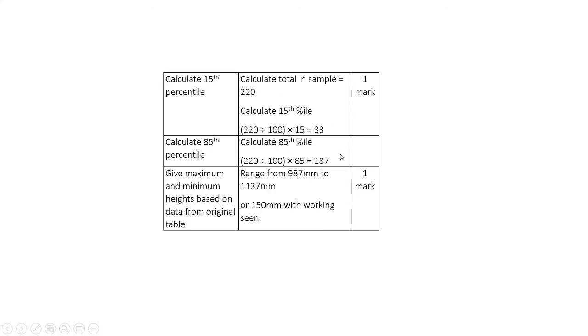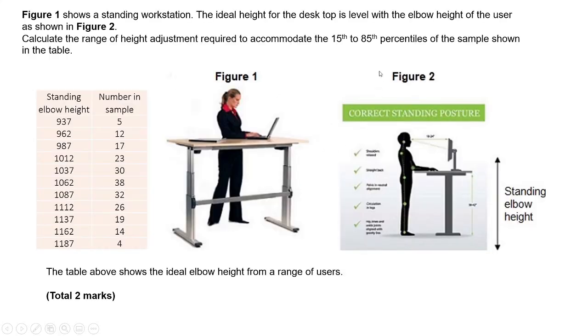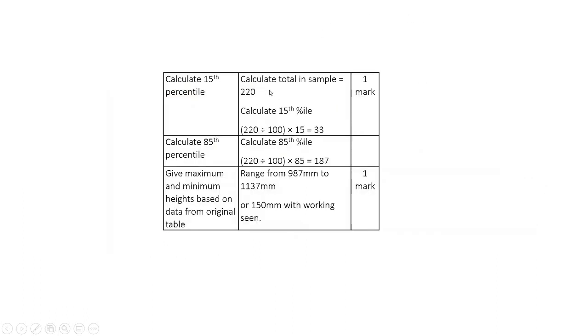Then calculate the 85th percentile. Again, where we got that from is up here, so again, 15th to 85th. So we already know total sample is 200. 200, 220 sorry, divided by 100 times by 85. Now, the reason we're dividing by 100 is to get rid of the percentage of it. We don't want the percentage. So I should have said that before. Yeah, we want to work with actual numbers here, not percentiles. So that then gives us a number of 187.